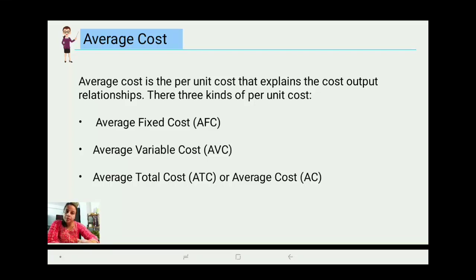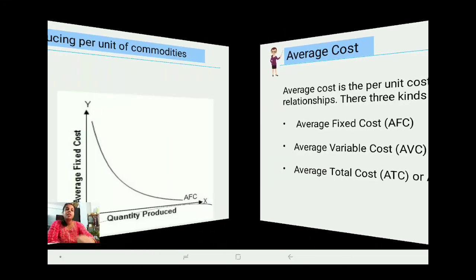First one, average fixed cost. Second one, average variable cost. And the third one is average total cost, or average cost also. So these three are the average cost concepts, which are very important to define the cost-output relation.